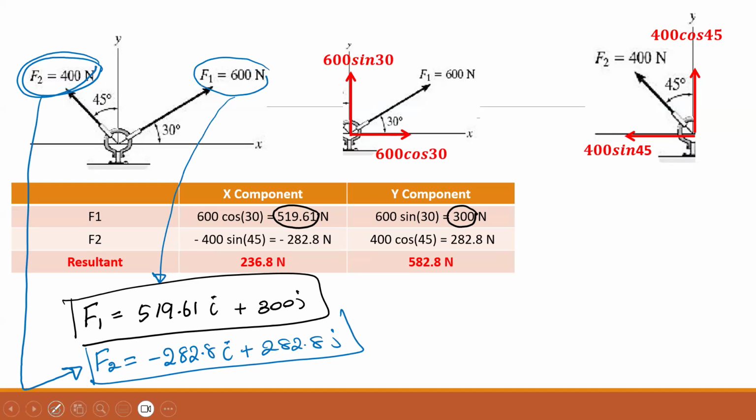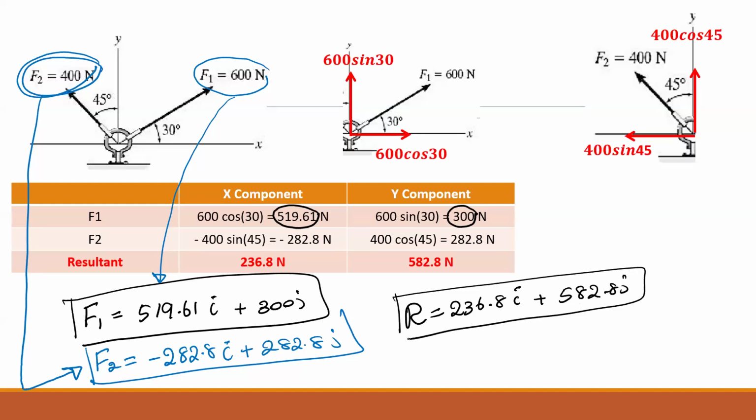And if you want to write the resultant in Cartesian form, you can write the resultant force equals 236.8 i plus 582.8 j. So this is the Cartesian form of the resultant force. But in this one, we need to give it not as a Cartesian vector, we need to find the magnitude and the direction.